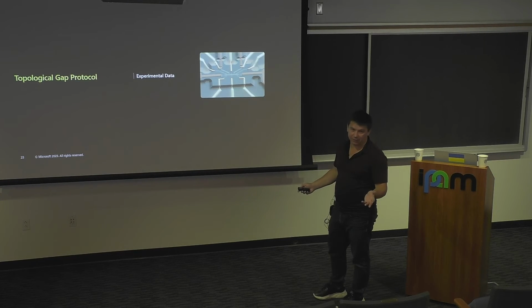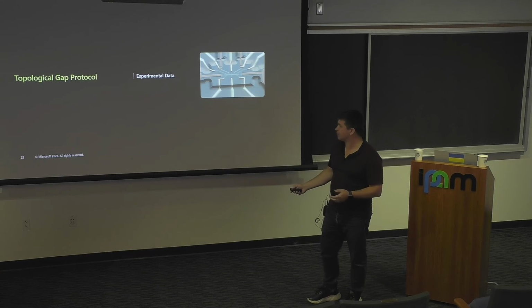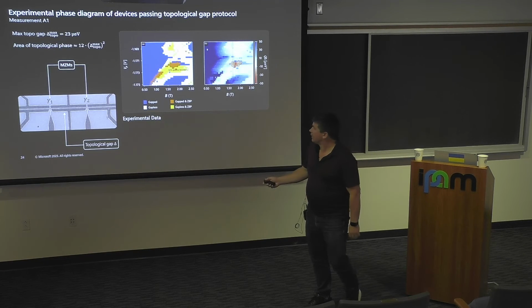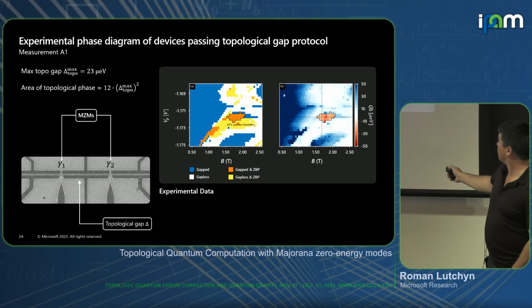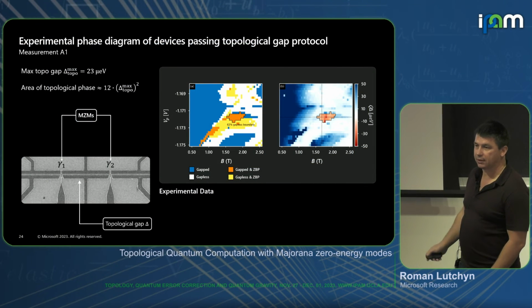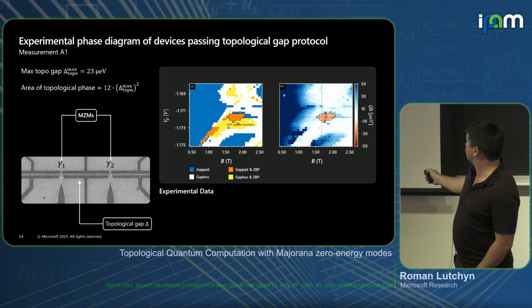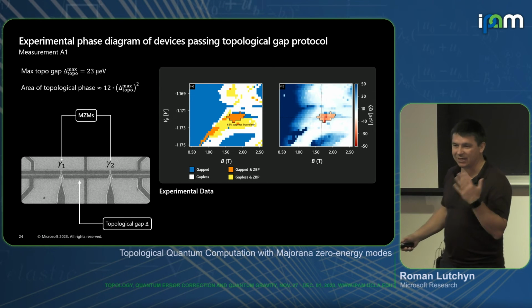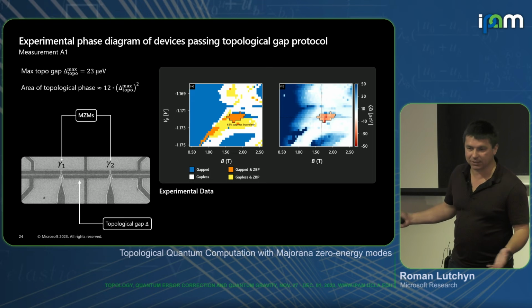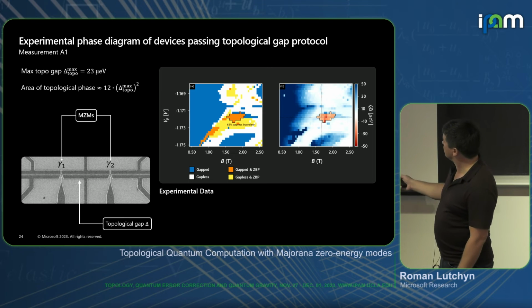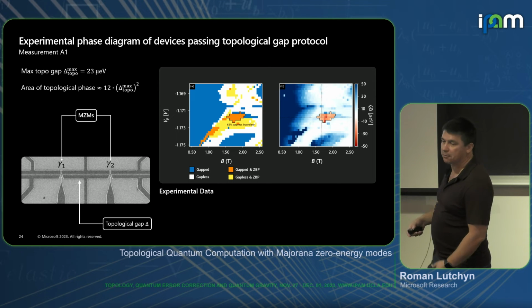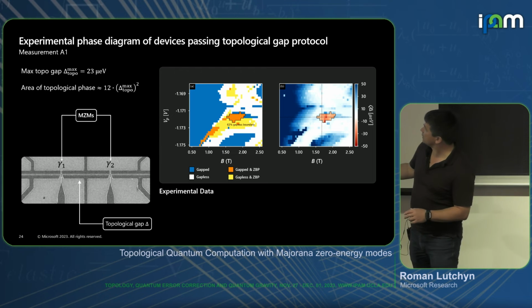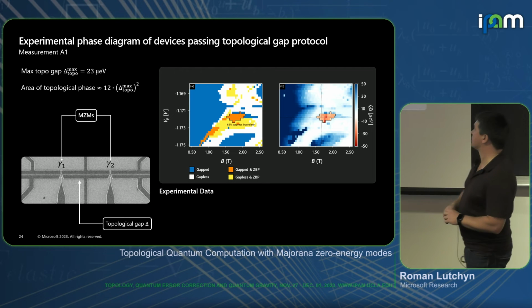So I want to show you that we have devices that pass this protocol, and these are the devices. So remember this phase diagram that I showed before? This is the phase diagram. This is the experimental phase diagram, basically. And here's the similar map. There is no dashed region because these are measurements. But basically, we identified these regions, and here are the regions. The gap is around 30 micro eV, the maximum gap in this specific device. Well, sorry, 23 micro eV in this specific device.